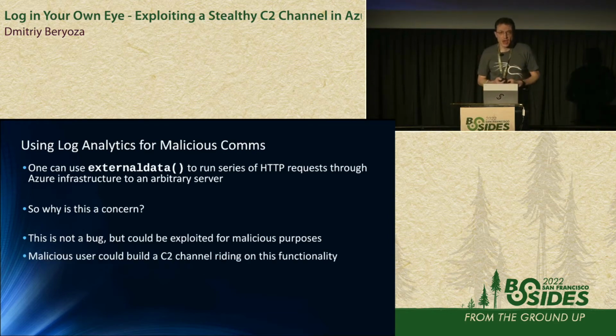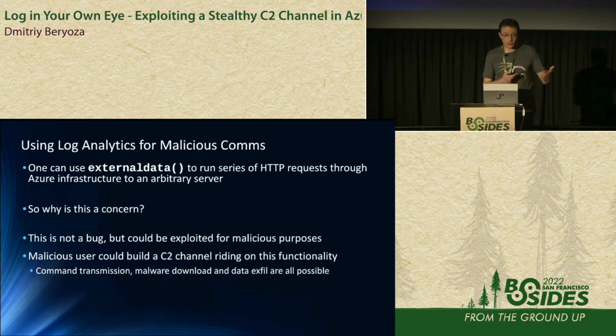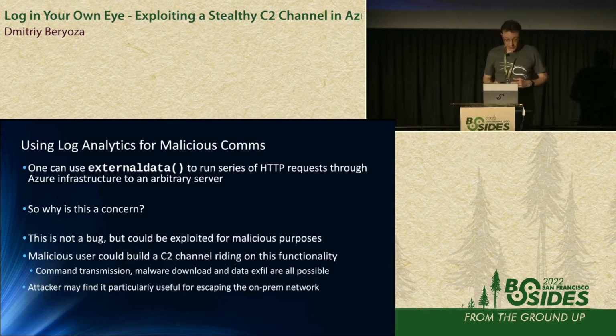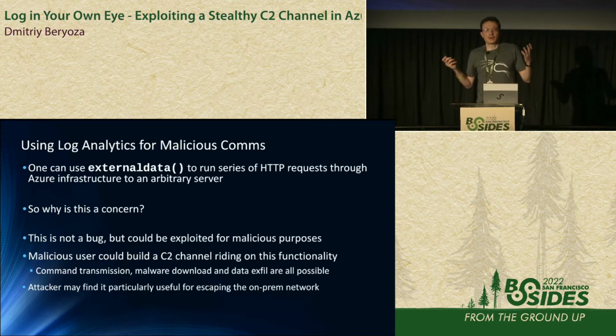So a malicious user could build a command and control channel riding on this functionality. You could have commands transmitted over it, malware downloaded. You could exfiltrate data just using GET requests. And in some cases, it's not a big deal, because with zero trust infrastructure, you have lots of remote users that are not only connecting to your cloud environment, they have access to all kinds of other websites. So for those cases, that is not really a big deal, because we've seen malware that's riding on all kinds of interesting third-party HTTP channels.